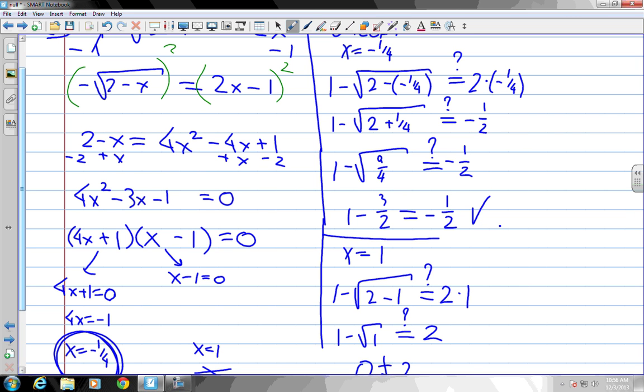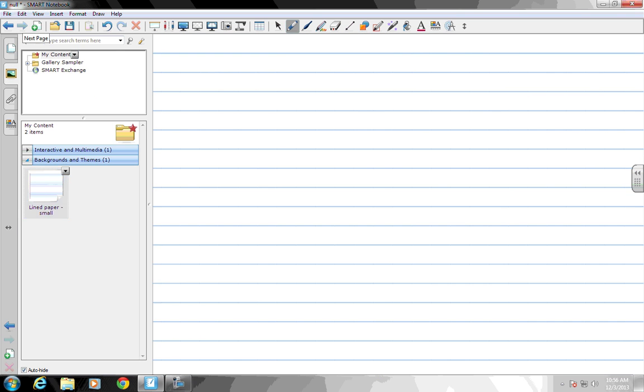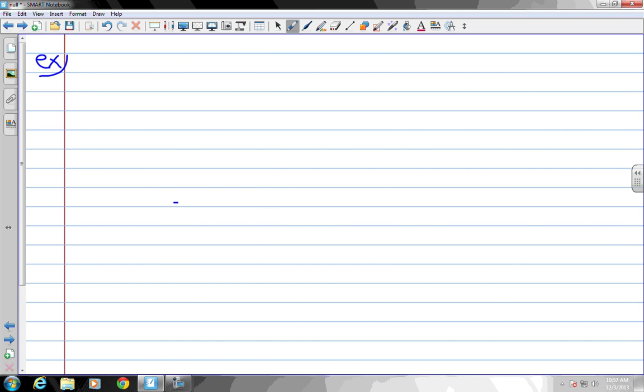All right, let's try this one. The square root of x plus the square root of x plus 2. Isn't that pretty? Equals 2.